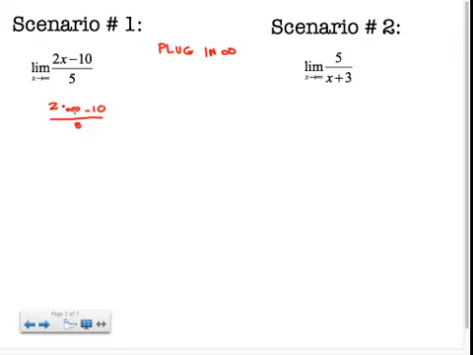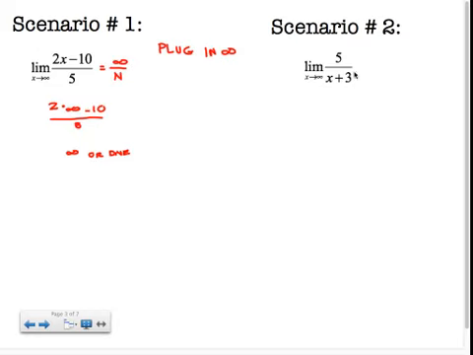Well, 2 times a very large number is a very, very large number, and if I subtract 10, it doesn't really do much. It's still a large number. So if I do a little mental number sense, this is essentially infinity divided by a number. And it should make sense to me that that's still going to be a very, very large number. So this limit comes out to be infinity or does not exist. Okay, that's an easy scenario if it comes up.